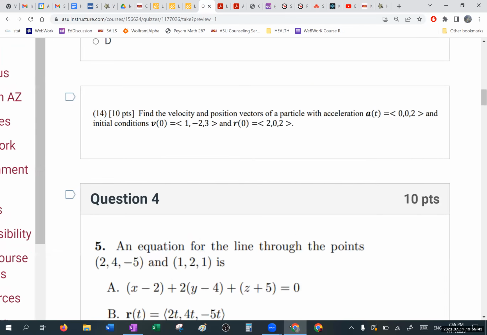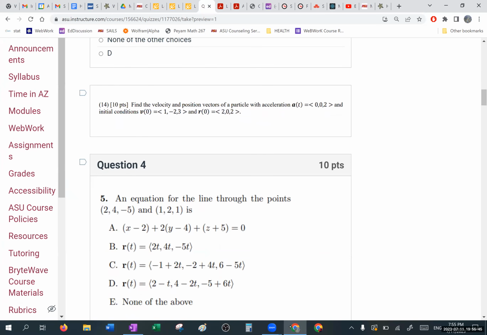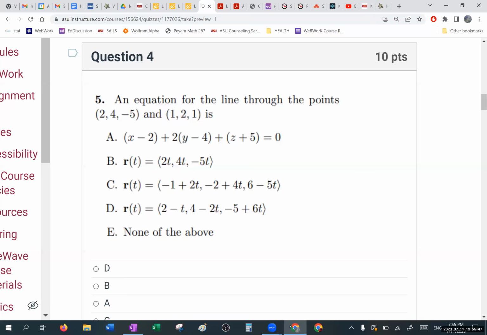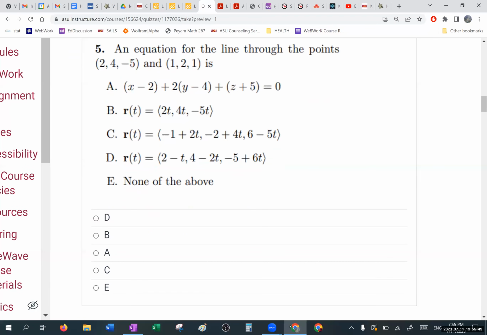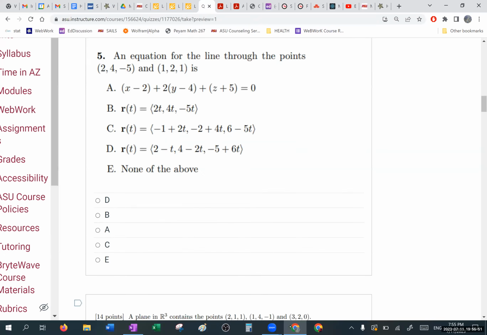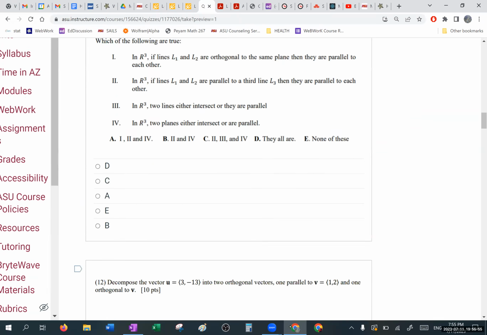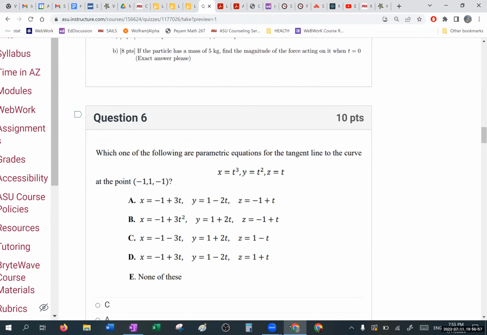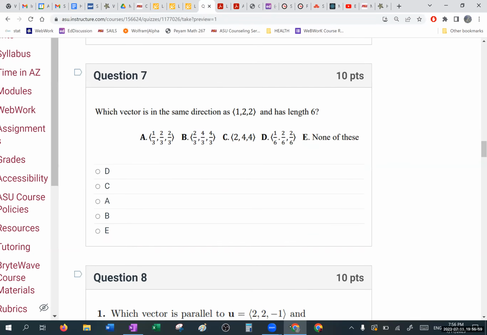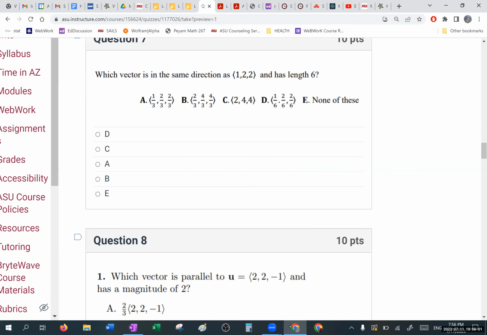We have free response questions in in-person classes. So find the velocity and position, right? And what is the equation of the line through the points? Look at this. That took me weeks of work. So I have all the practice exam 1, 2, and 3, and the final. But for you guys, exam 3 is the final.